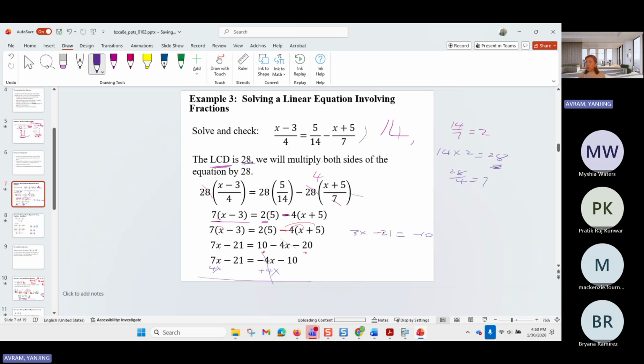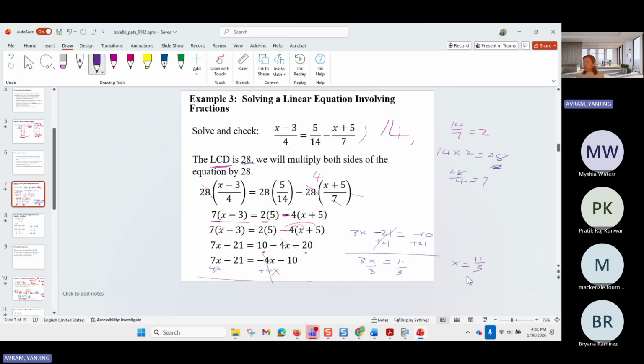And then you have to get rid of this 21. So this is negative, so you need to add 21 on both sides, and then this cancels out. So we're going to have 3x equal to 21 minus 10, which is 11. And then divide both sides by 3. So x will be 11 over 3. All right. So that is your solution in here.